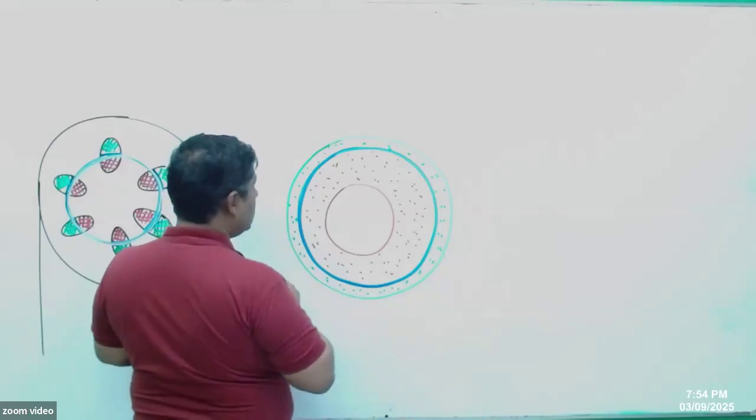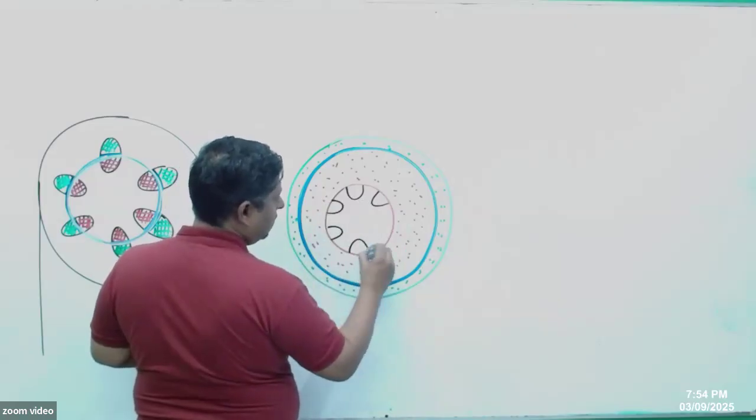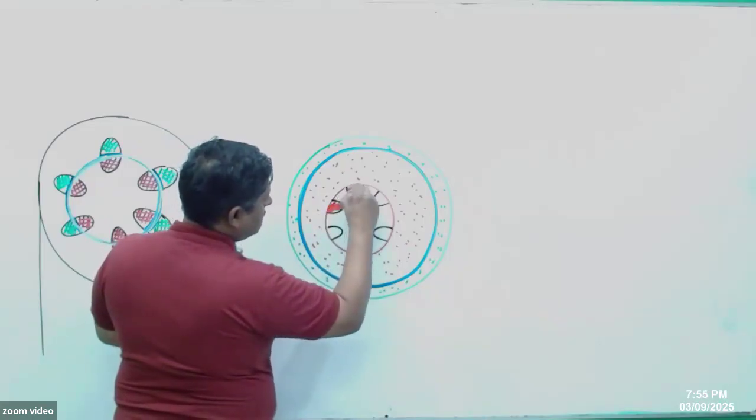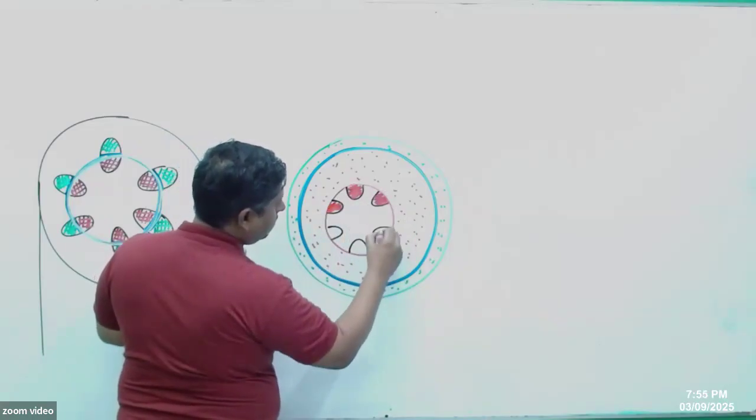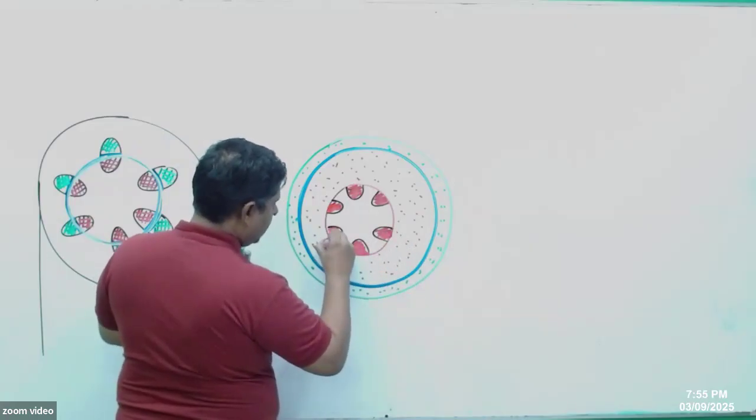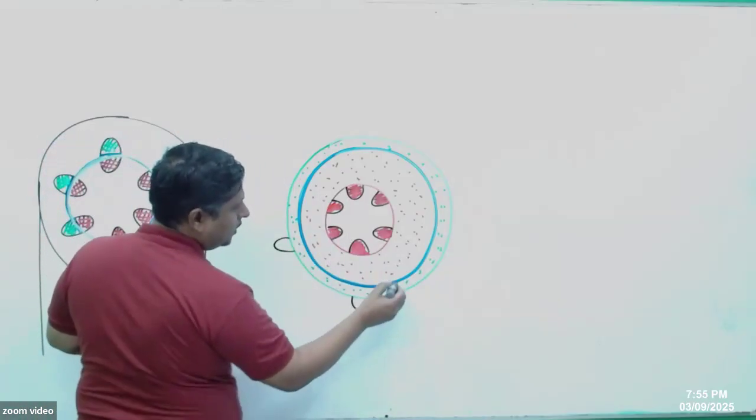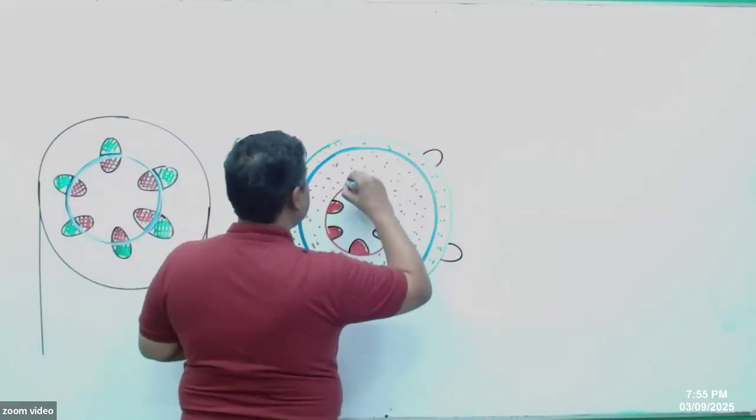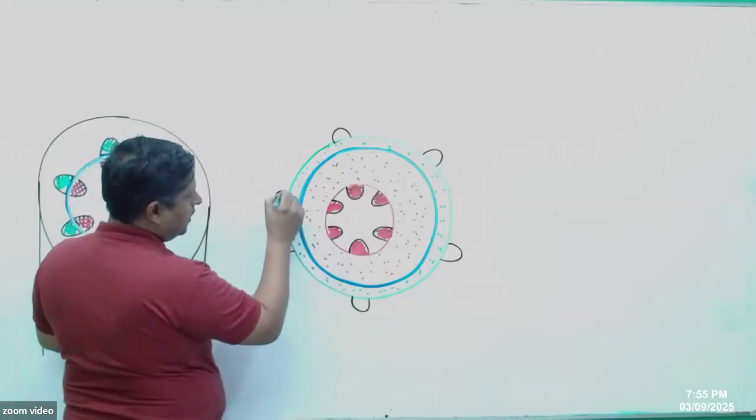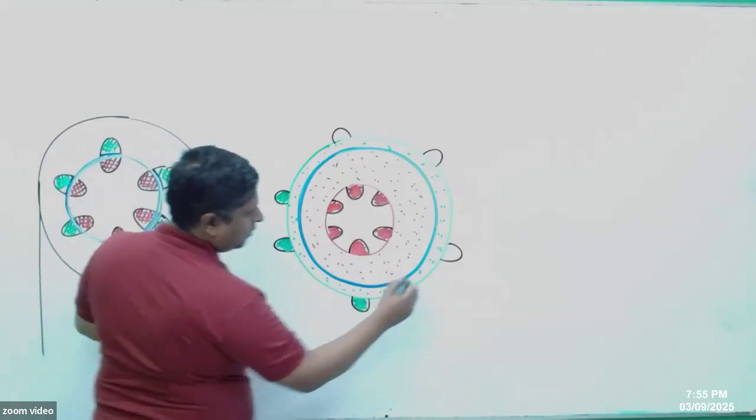These are the primary xylem. 1, 2, 3, 4, 5, and 6. This is primary xylem. So you can see that primary xylem is present. And then, people, against the primary xylem, what do you see? Primary phloem. Against every primary xylem, you can see that the primary phloem is present. Right? Primary phloem.